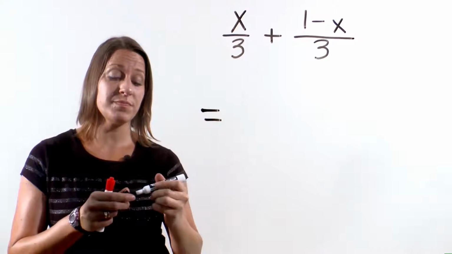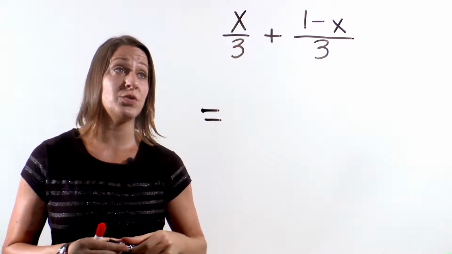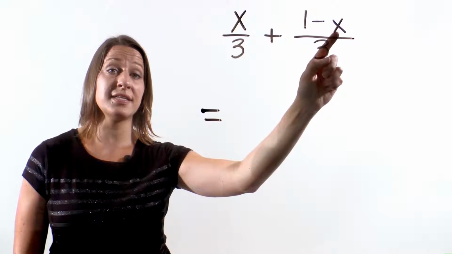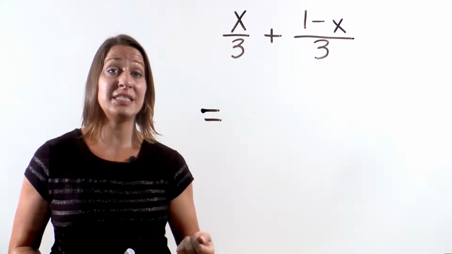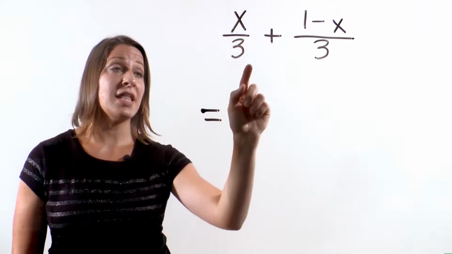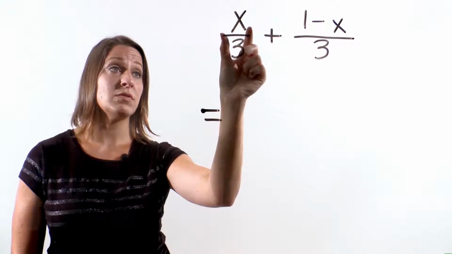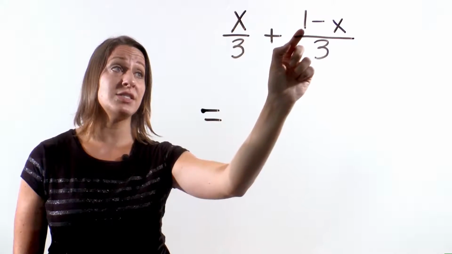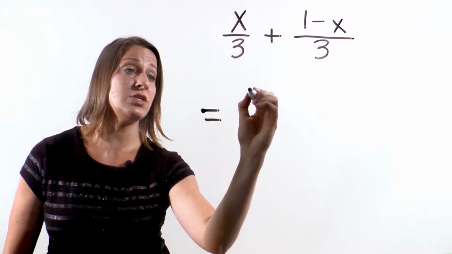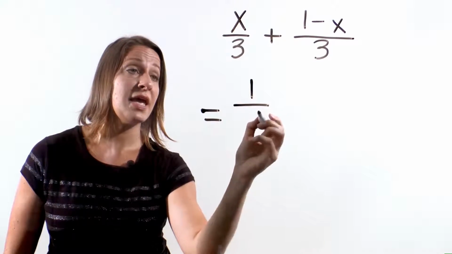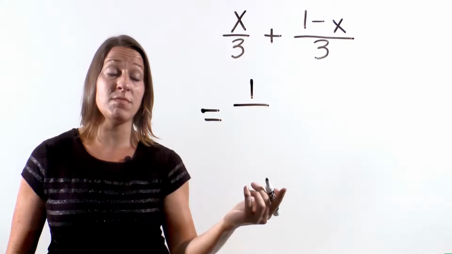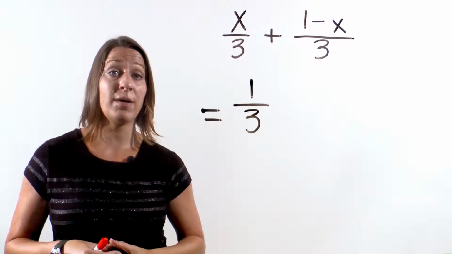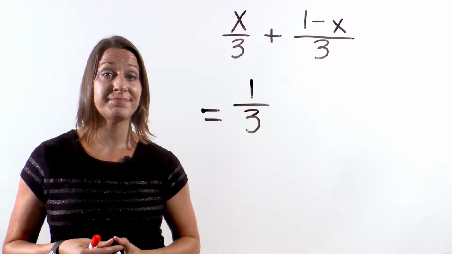So for this problem, we'll collect like terms in our numerator. We have x plus negative x, which is 0. And then we have, well, there's 0 here because there's no constant, plus 1, which equals 1. And the denominator is going to stay the same, over 3. So the answer to this addition problem is 1 over 3.